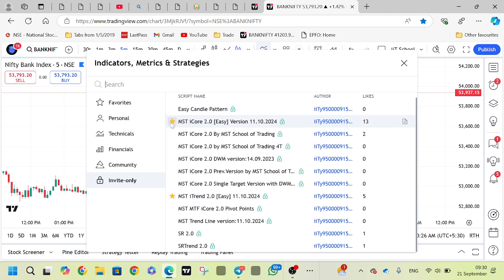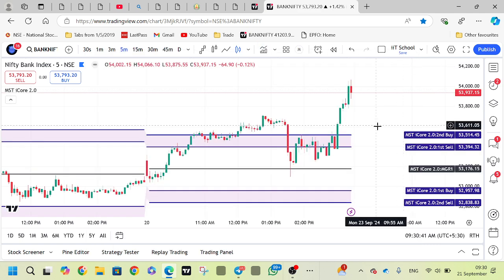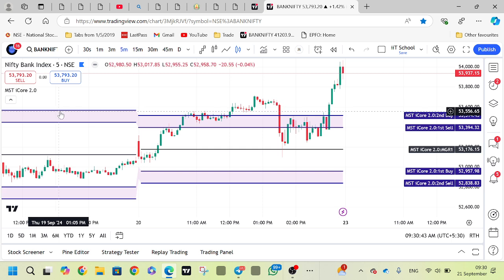Now just give a click on the star button. Here also the star button. That will be added to your favorite list. Once it is added to the favorite list, just give one click on it. So I will explain only iCore 2.0 now. Now you see our indicator has been added to your list.